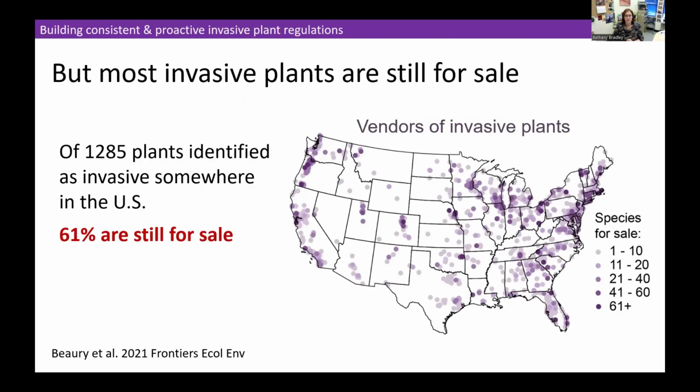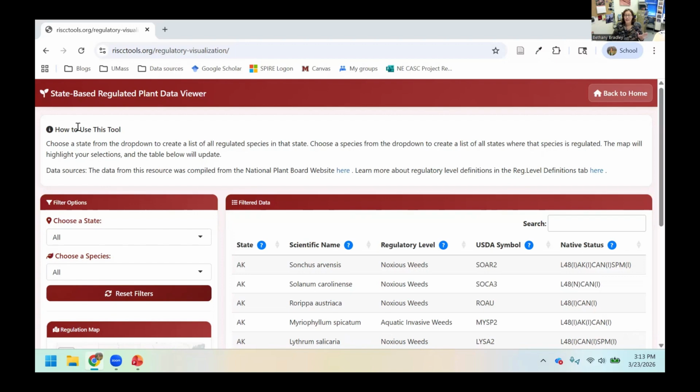So we've created an online tool on this RISCCTools.org website to try to help us visualize and communicate what invasive species are regulated across the states, not just in the Northeast, but across the US. It's a pretty straightforward tool, we think, at least, and we're just launching it in 2026, so we really welcome feedback on this. There are two main things that you can do with this.